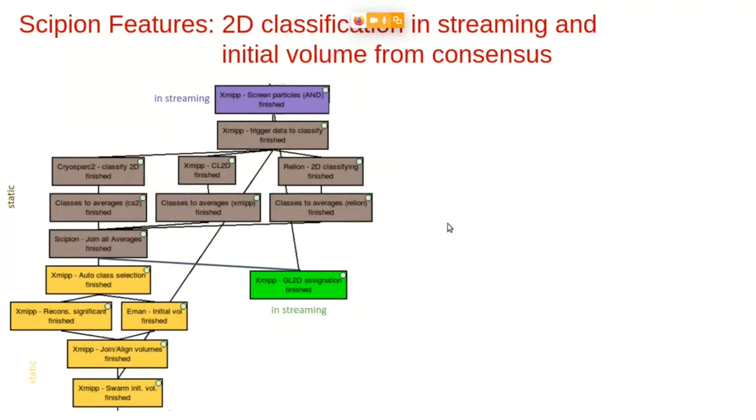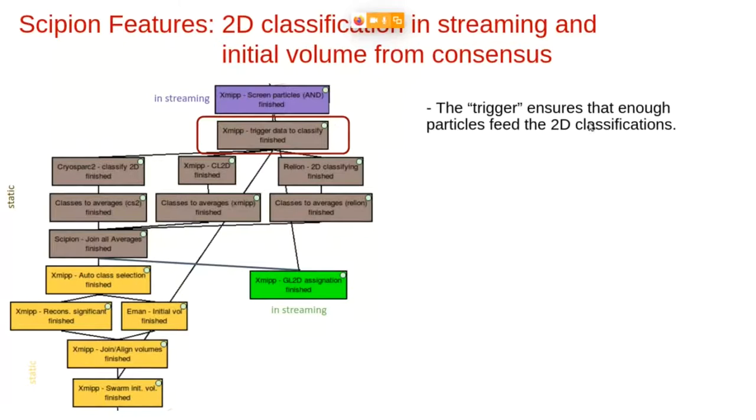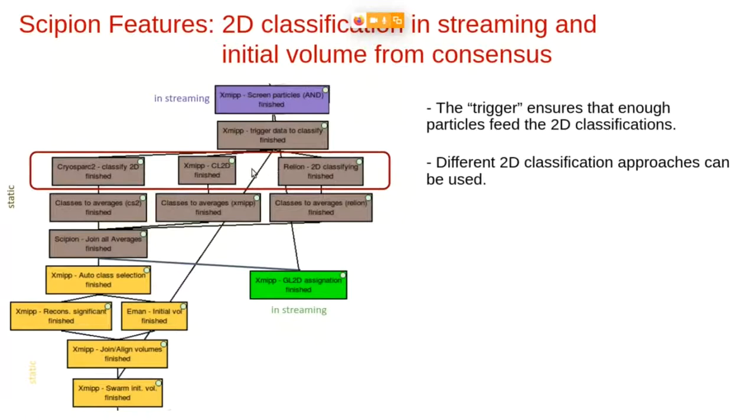As you have seen, we need a trigger that ensures we have enough particles in order to start a 2D classification. When this amount of particles is ready, the 2D classification starts. But as you know, the common 2D classifiers like CryoSPARC or XMIPP or RELION do not work in streaming; they need a closed set of particles, and after a while the protocols finish and generate a closed set of classes. So that is not working in streaming, but we can use those closed classes as a starting point for the GL2D.